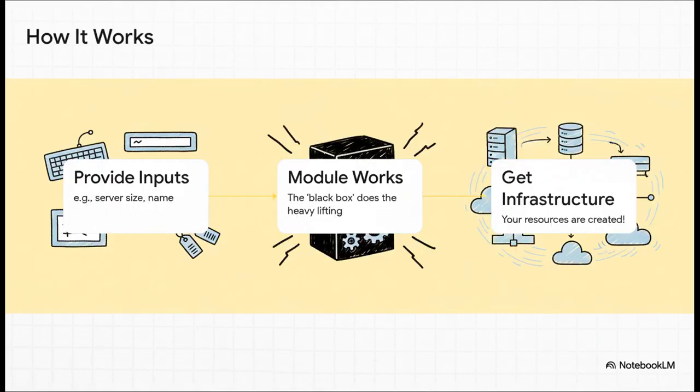It really is this simple three-step dance. First, you just provide the inputs. You tell it a few basic things it needs to know, like what size server you want or what to name it. Step 2, the module, our magic black box, takes those inputs and does all the heavy lifting behind the scenes. And then, step 3, poof, your fully configured, ready-to-go infrastructure just comes out the other side. It's a simple model. Inputs in, infrastructure out.